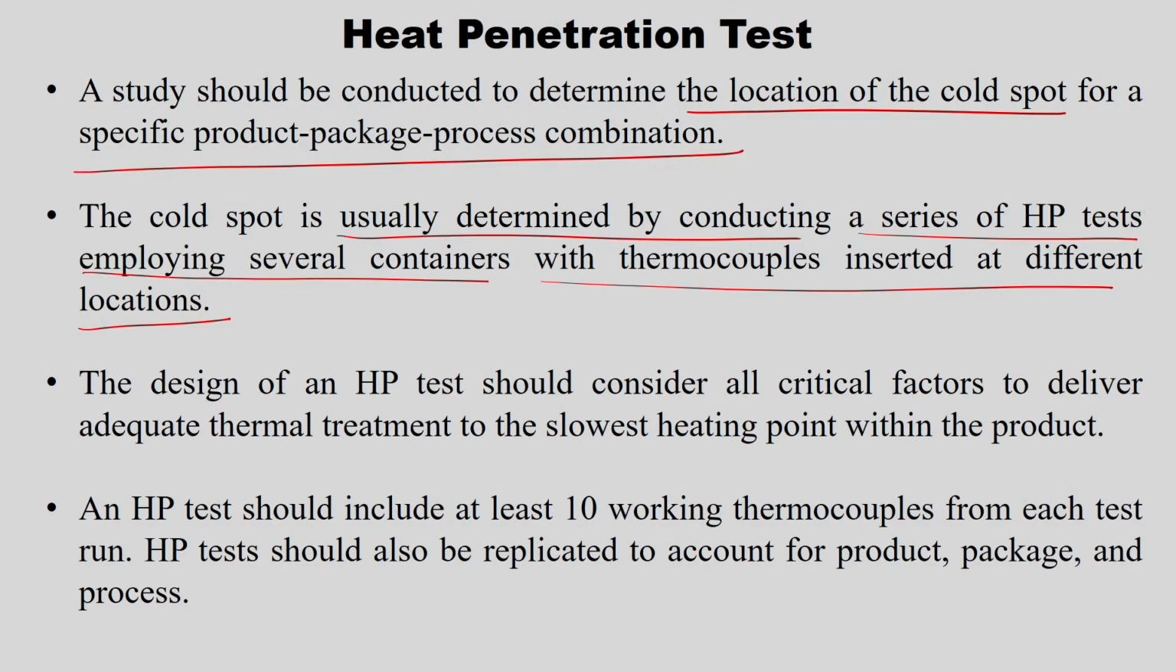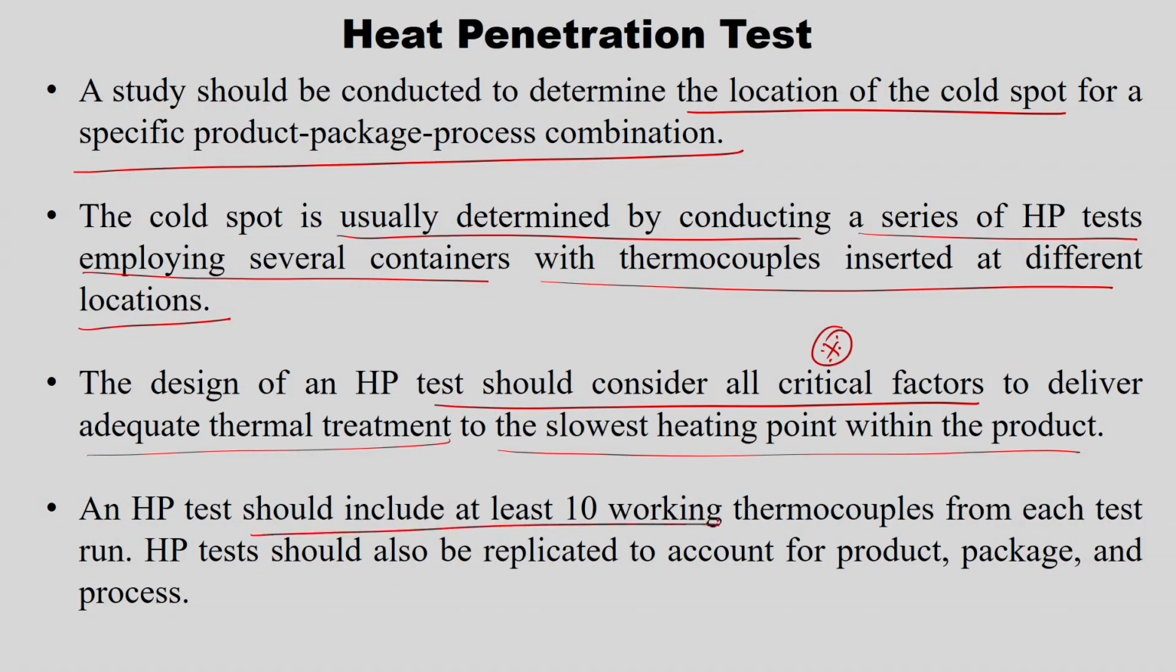The design of an HP test should consider all the critical factors to deliver adequate thermal treatment to the slowest heating point within the product. So, it also has to take into account all the critical factors we have seen for the temperature distribution test. We are going to see what the critical factors are. An HP test should include at least 10 working thermocouples from each test run, and the HP test should also be replicated to account for product, package and process. So, we need to repeat it, and most of the time 2 replications would be done. If the 2 replications are quite different, then we may go for a third one as well.